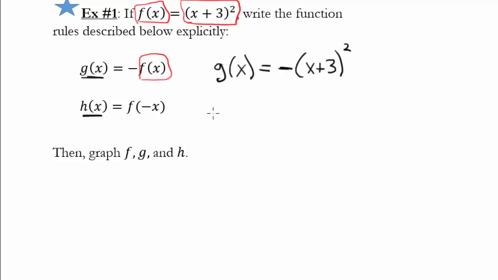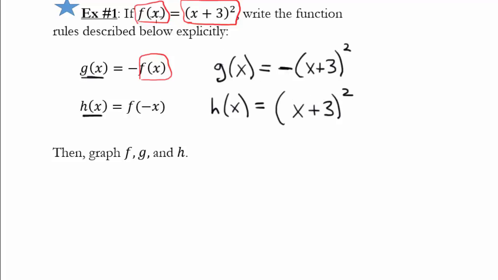Okay. What about h of x? Now h of x looks pretty similar to g of x, right? They both have an f, they have an x, they have parentheses, and they have a negative. So they look pretty similar. However, it's a very different function. h of x is telling us, so let's start writing it, that it's exactly the same as f of x. So let's write down f of x. f of x is x plus 3 quantity squared.